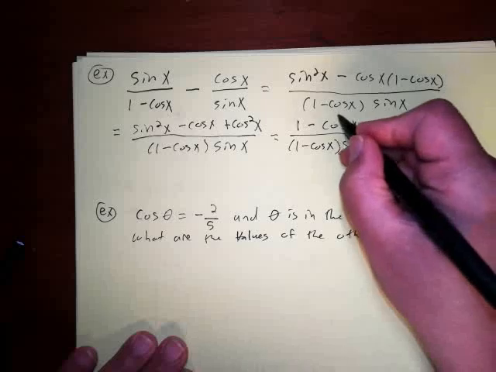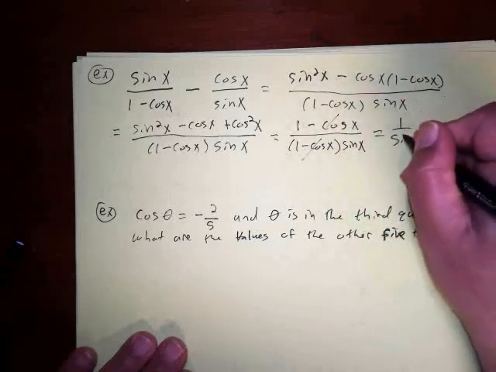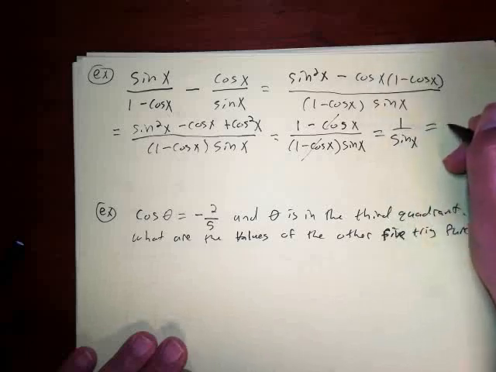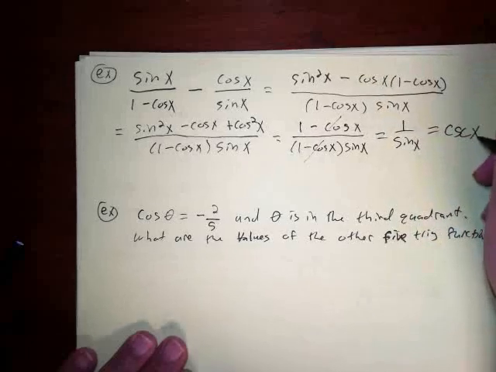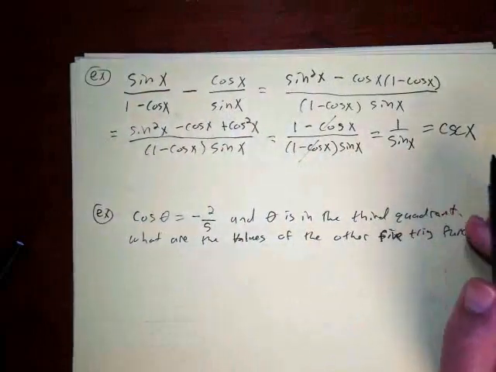And now this actually is a common factor. You can cancel that out, and you would get 1 over sine x. And that just becomes cosecant x. So that complicated expression simplified down very, very nicely.